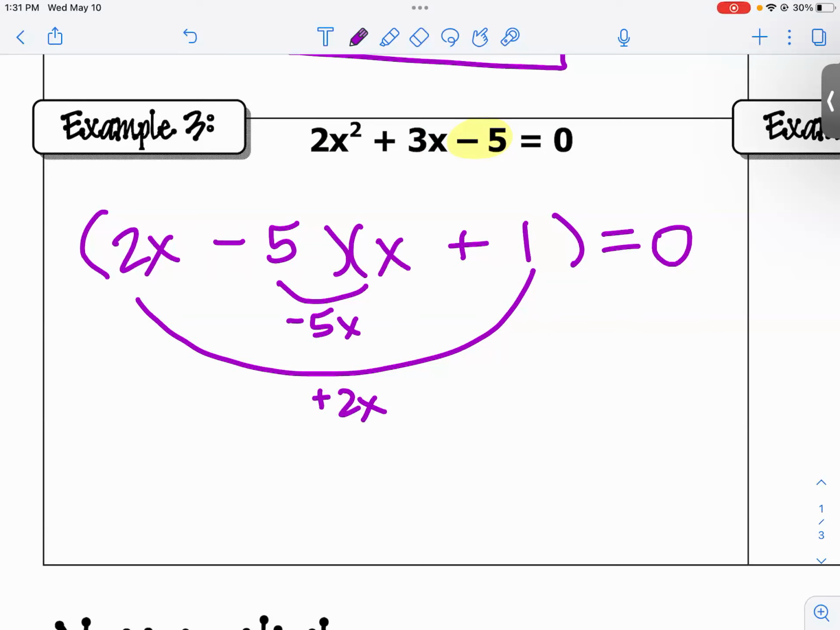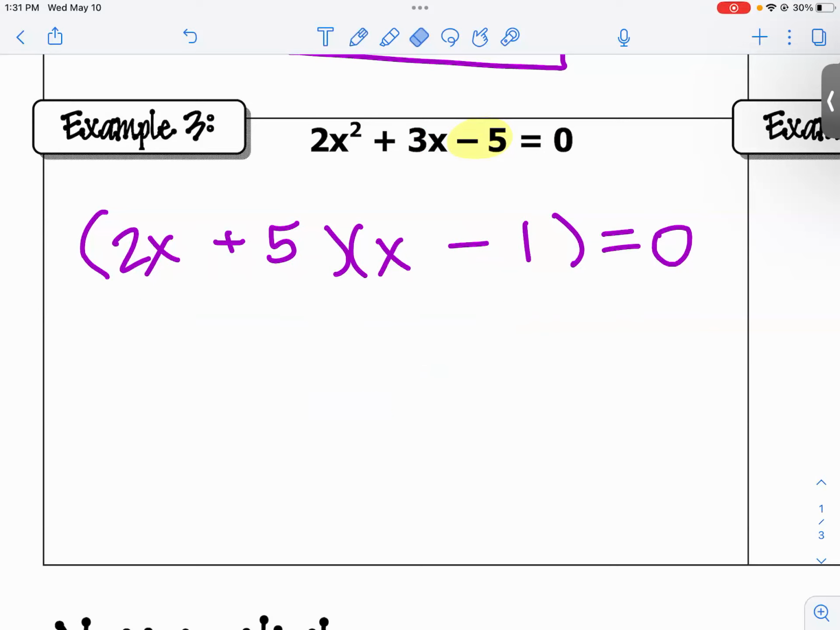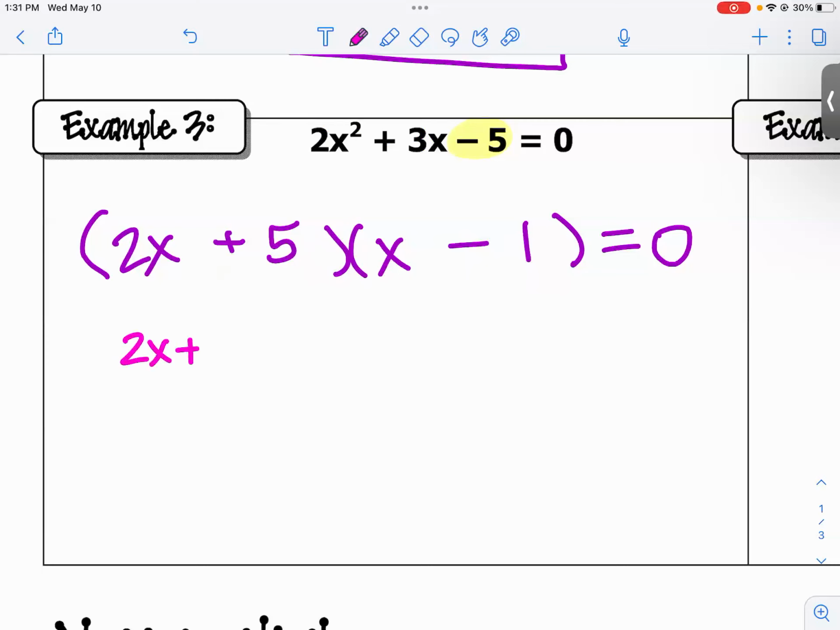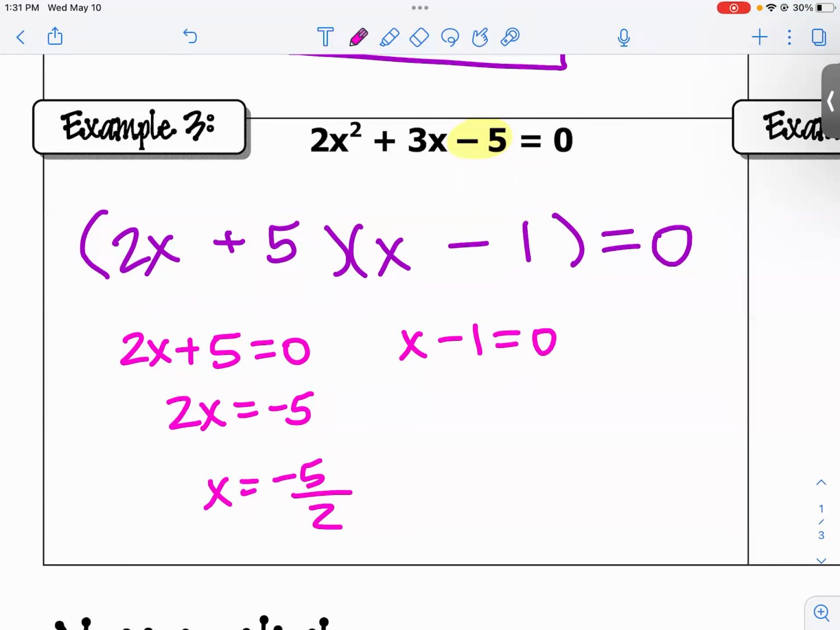Oh, that's so close, isn't it? Here we go. All right, flip the negatives. We can do that. So now we have 2x plus 5 equals 0 and x minus 1 equals 0. For this one, we need to subtract the 5 and then divide by 2. Over here, all we have to do is add the 1, and that's not so bad.